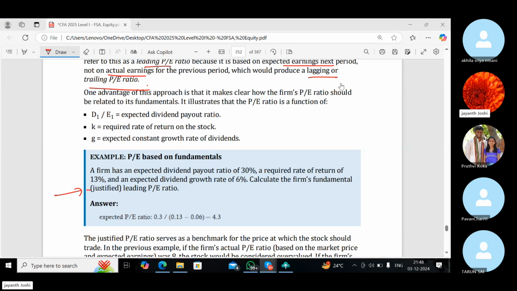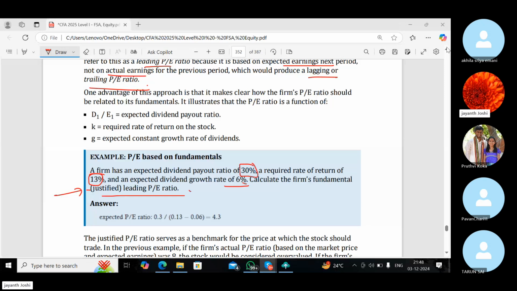So a firm has an expected dividend payout ratio of 30%, a required rate of return of 13% and an expected dividend growth rate of 6%. Calculate the firm's fundamental justified leading PE ratio. So we have to find out this one. So how to go about this? So you will take what first?